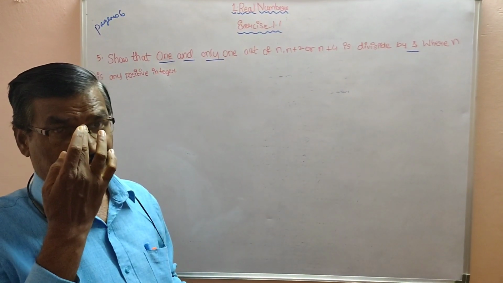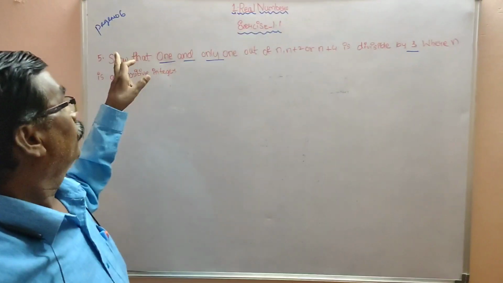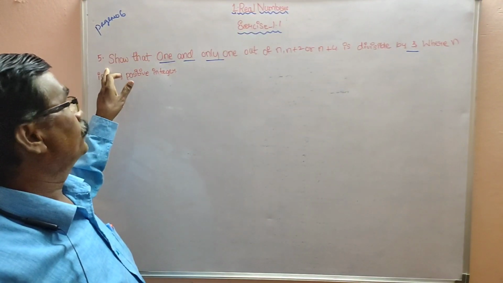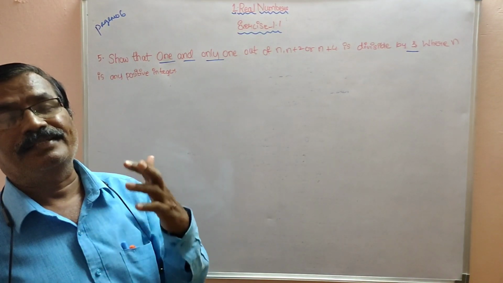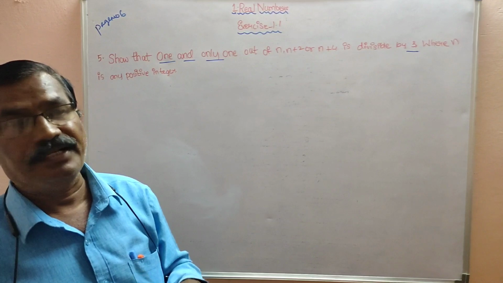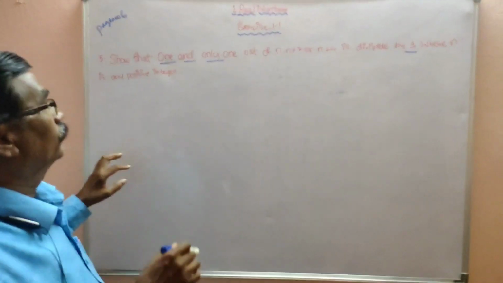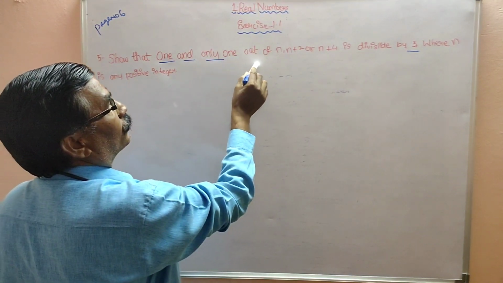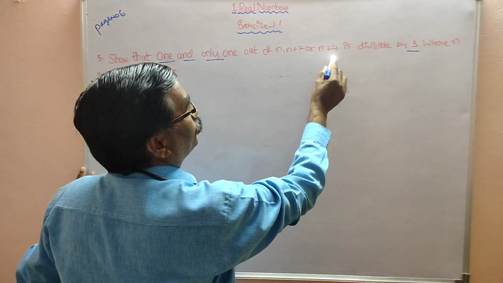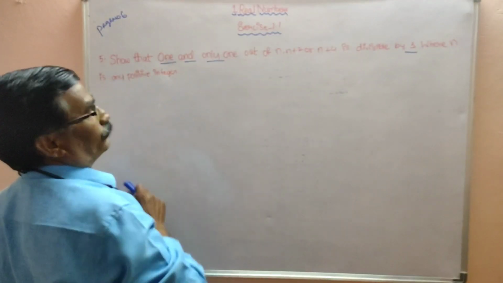Good evening, students. So this is real numbers exercise 1.1, page number 6, fifth question, and previous third, fourth also completed. Exercise 1.1 all problems completed except this one. So now this problem I am going to do. The question is: show that one and only one out of n plus 2 or n plus 4 is divisible by 3, where n is any positive integer.